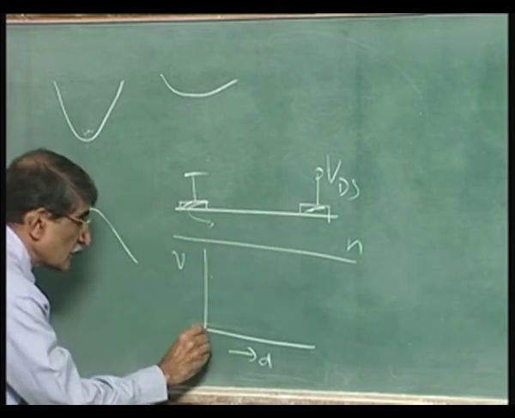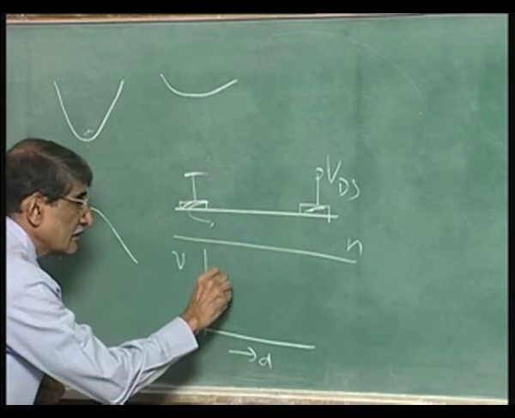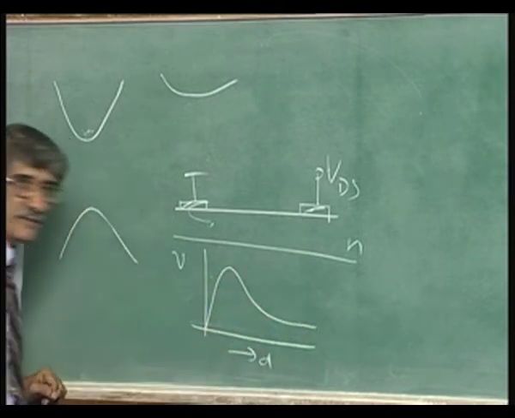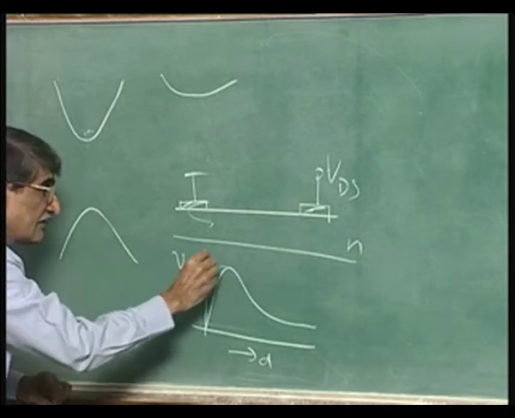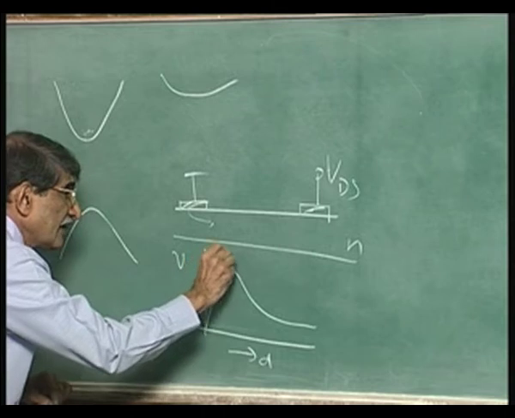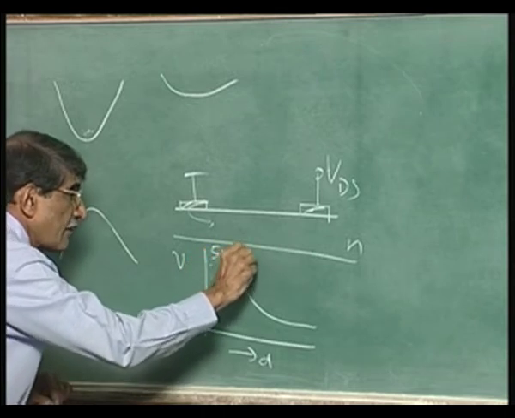You go through it like this. What we were concerned with is, if the field is high, you end up with velocity saturation, that is steady state. But in the transient conditions, I may have even 5 into 10 to the power 7 centimeter per second.